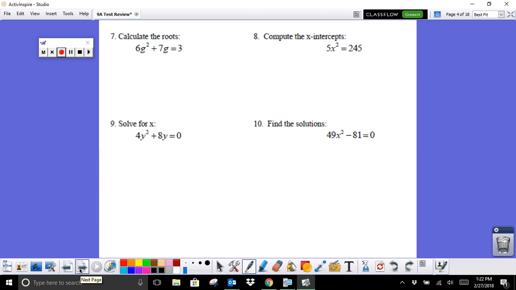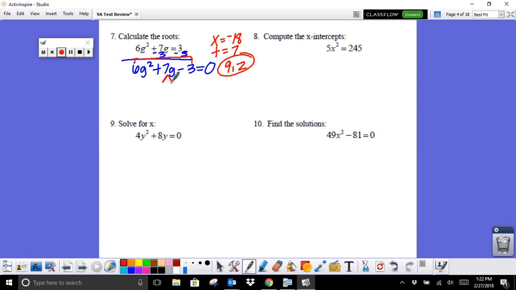Alright, number 7, calculate the roots. Again, this is just asking the same thing. We need to find our zeros, our solutions, our x-intercepts. Before I can do that, I have to get this equal to 0. So minus 3. So I have 6g squared plus 7g minus 3 equals 0. I don't have a GCF, so I'm going to do what multiplies to be negative 18 and adds to be 7. That's going to end up being 9 and negative 2.